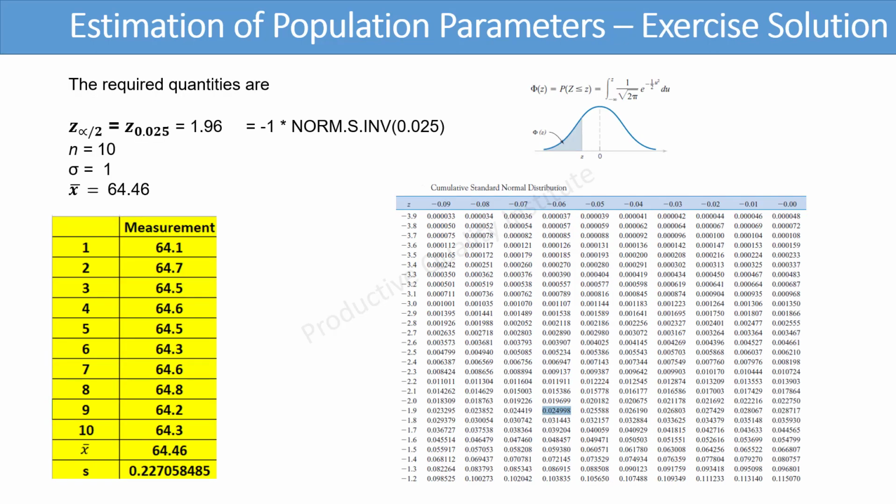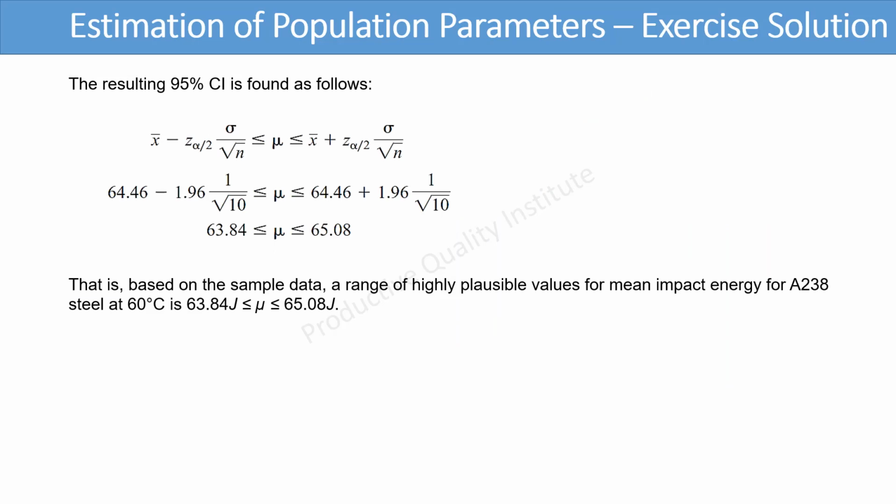Alpha is equal to 0.05, alpha over 2 is equal to 0.025, z of alpha over 2 is equal to 1.96, according to the cumulative standard normal distribution table. N is equal to 10, sigma of the population is equal to 1, and mean value of the sample is 64.46. The resulting 95% CI is found as follows. That is, based on the sample data, a range of highly plausible values for mean impact energy for A238 steel at 60 degrees is between 63.84 joules and 65.08 joules.